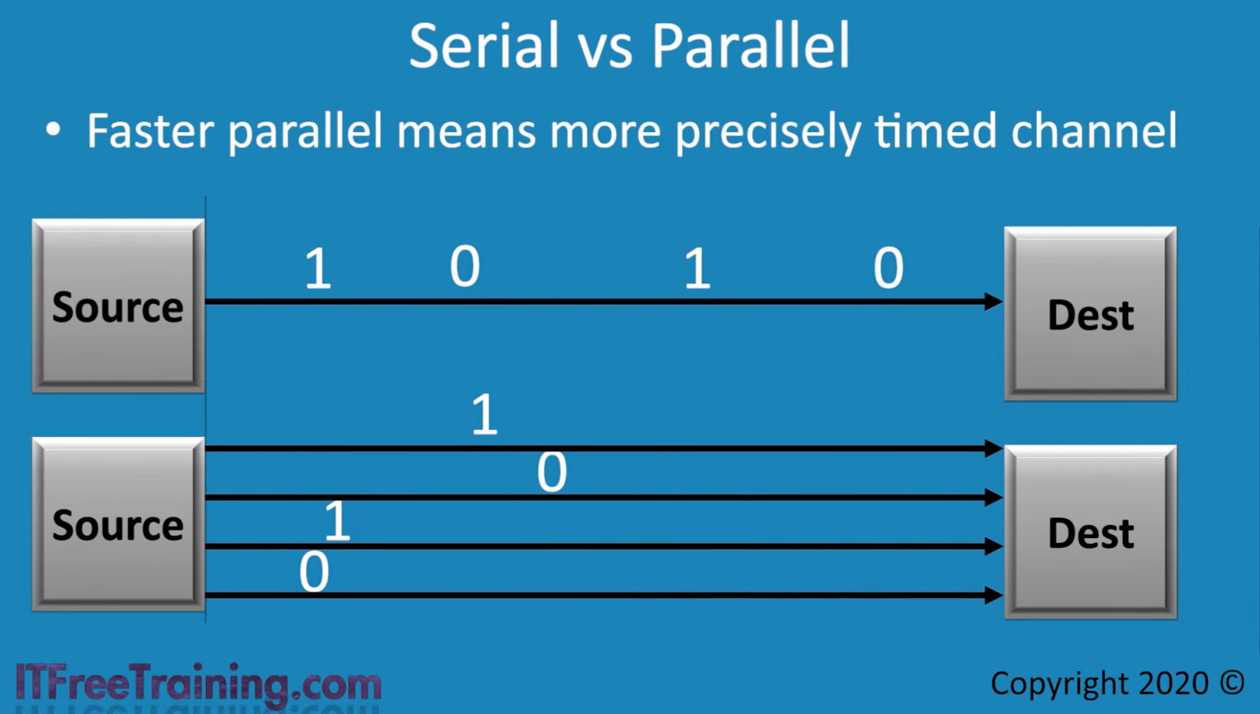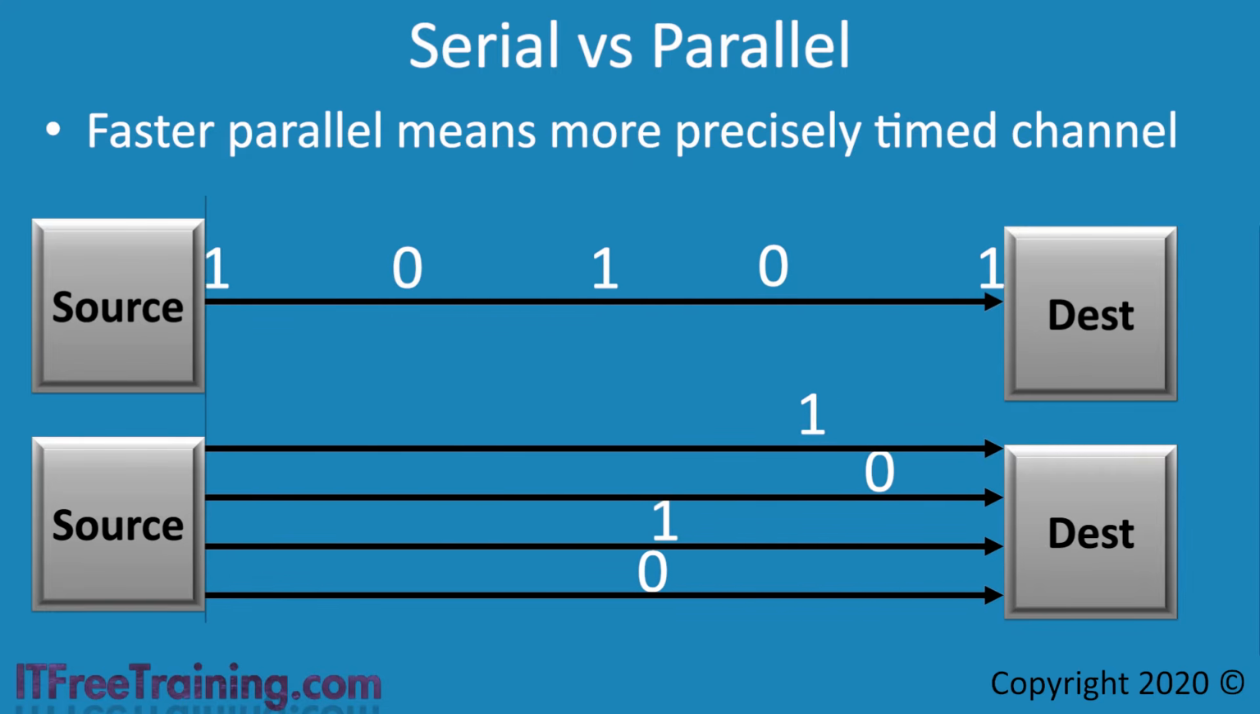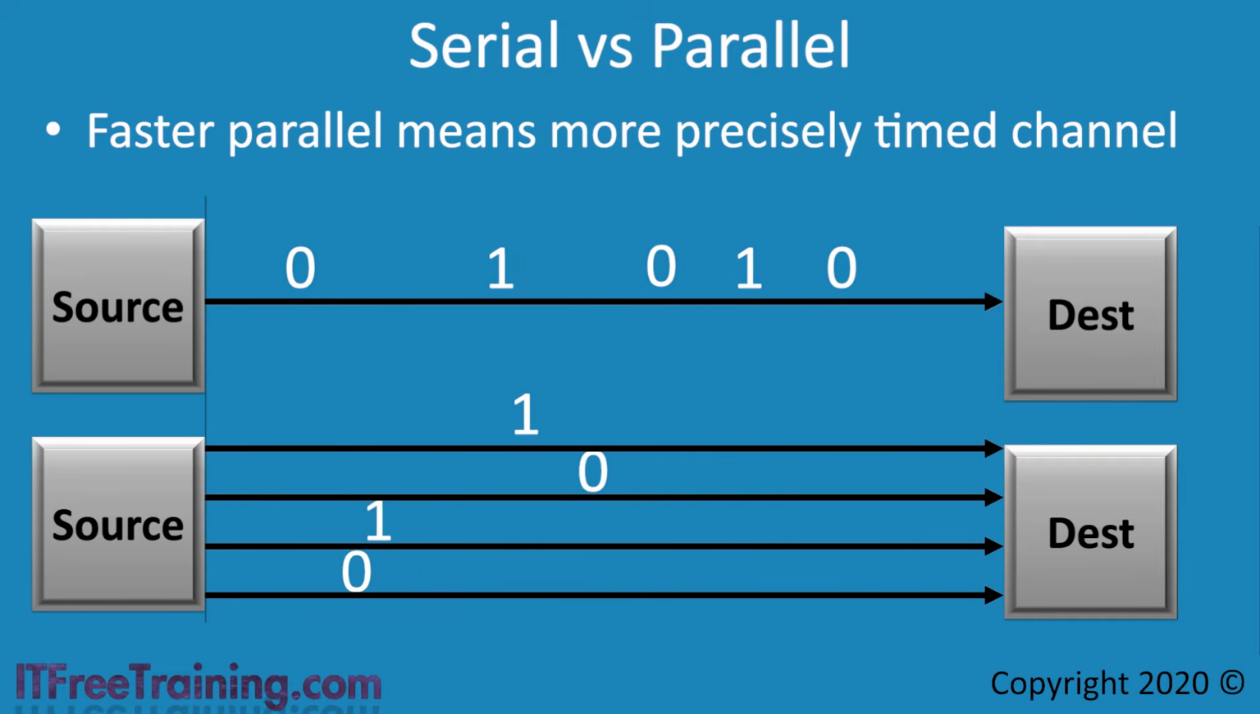Essentially, faster parallel communications require each channel to be precisely timed with each other channel. Now consider you have 64 channels. That is a lot of channels to have precisely timed with each other. If the channels get out of sync with each other, this is referred to as clock skew.